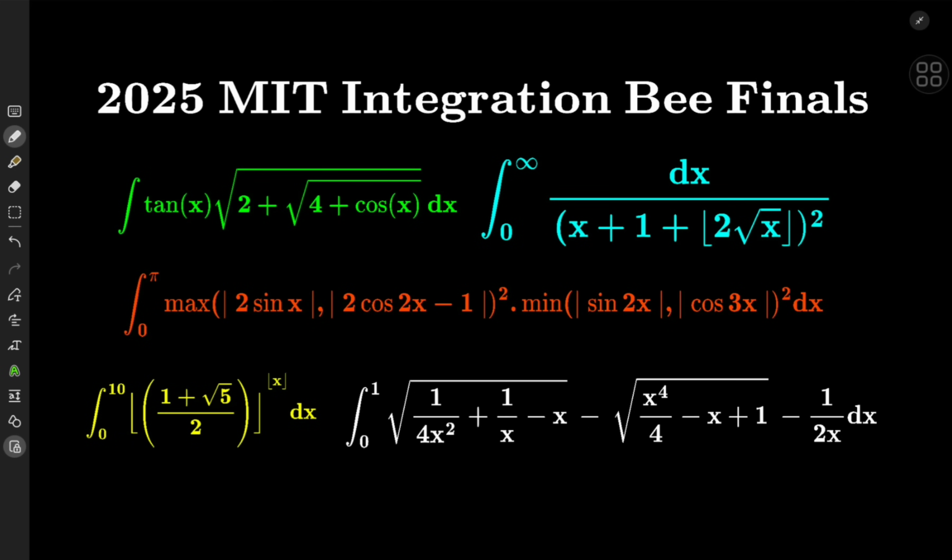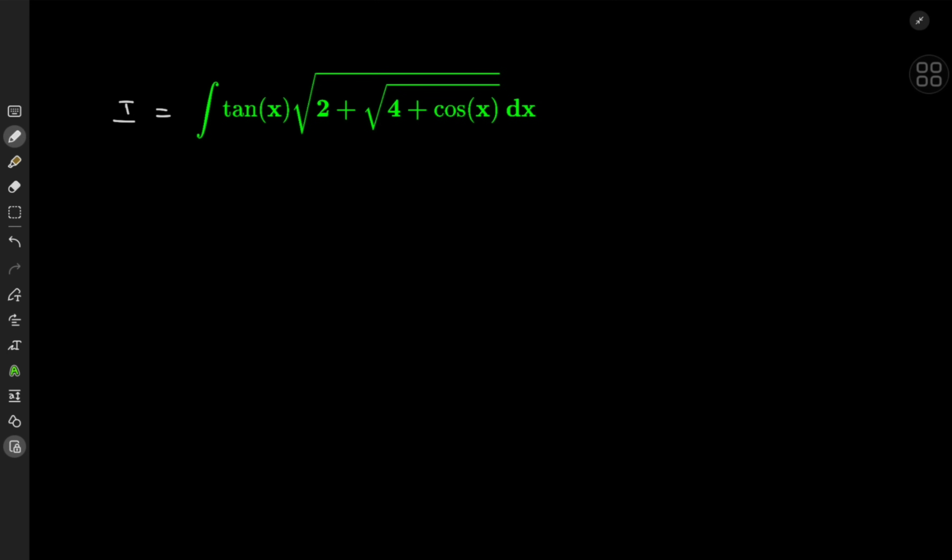Hi Gavanin folks. Today we're going to solve all the integrals from the 2025 MIT Integration Bee finals. Problem 1 is the scary looking antiderivative problem involving trig functions and nested square roots.